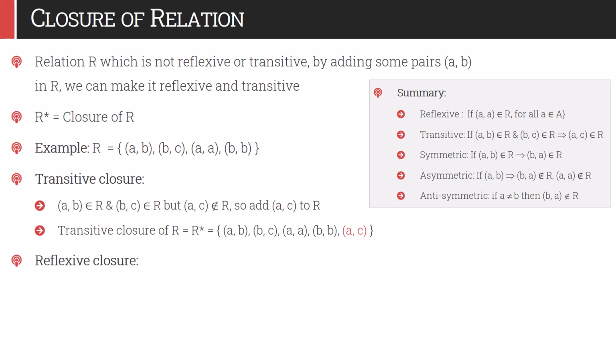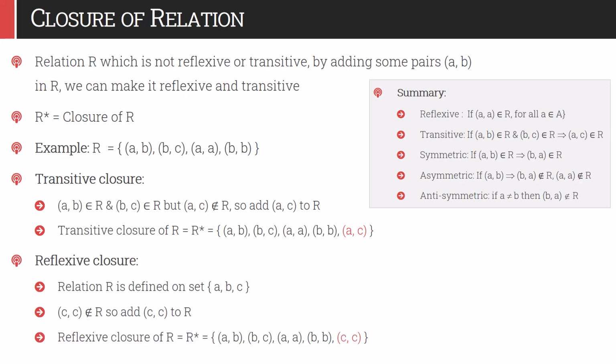Let's compute the reflexive closure. So for reflexive closure, we know that for all the elements, the element itself should be related with itself, right? So relation R is defined over the alphabet A, B and C. So AA is present, BB is present, but CC is not present. So by adding CC to the relation, we can make it reflexive. So the reflexive closure of relation R would be R star is equal to the set itself and the newly added element, that is CC. So the concept is that if for a certain pair the given property is not satisfied, then we have to add the pair to make it satisfy the conditions, and that's all.